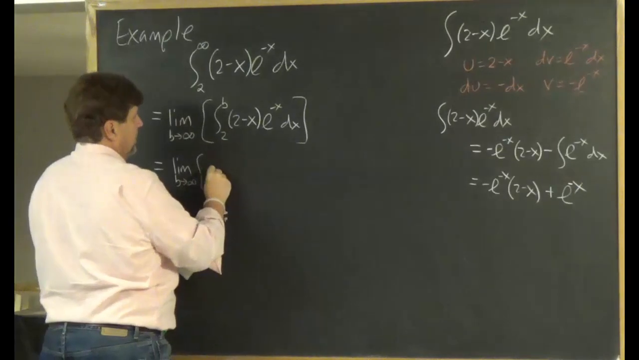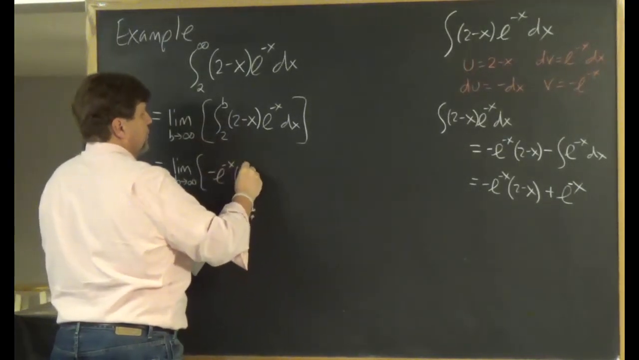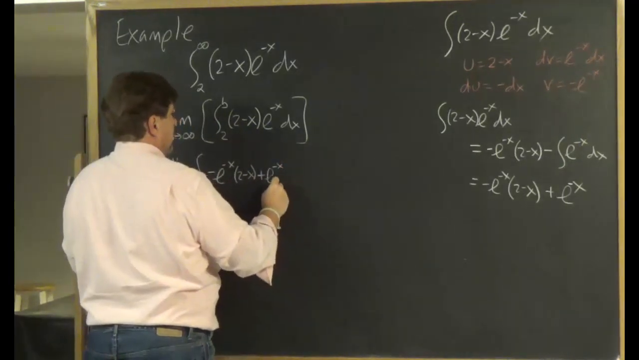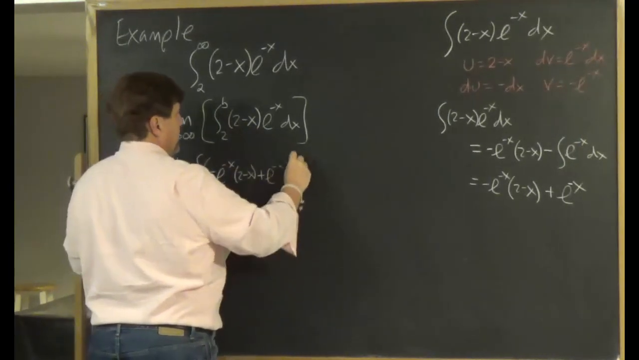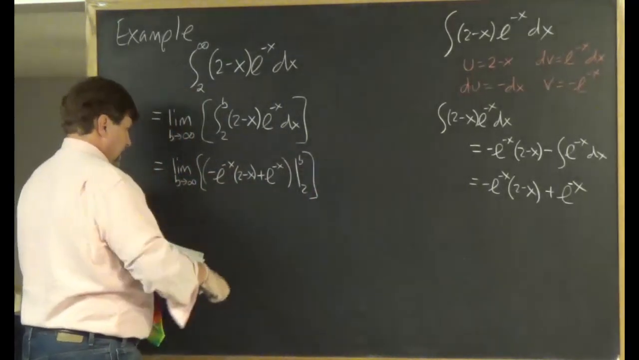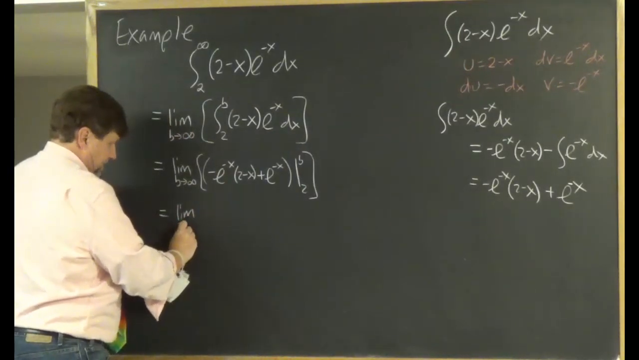And see, negative e to the negative x, 2 minus x, plus e to the negative x. And we need to evaluate that from 2 to b. All right, so let's see. The b goes in first.